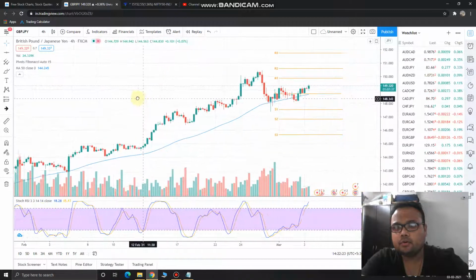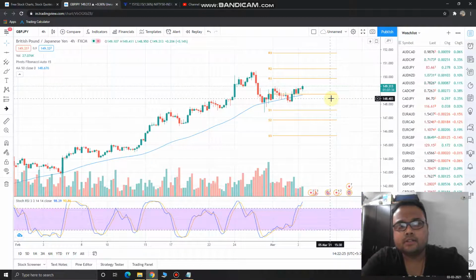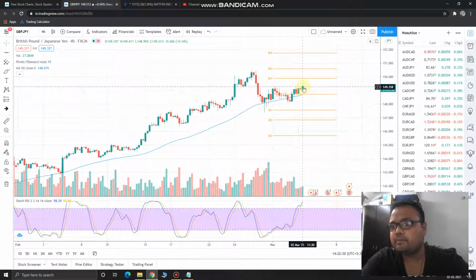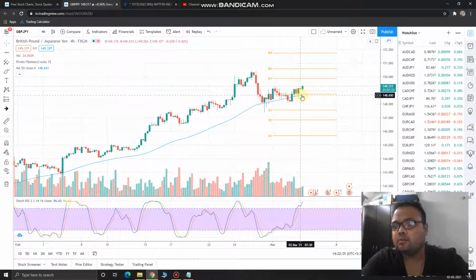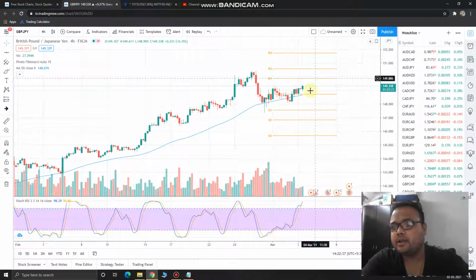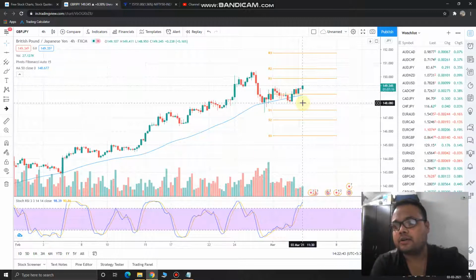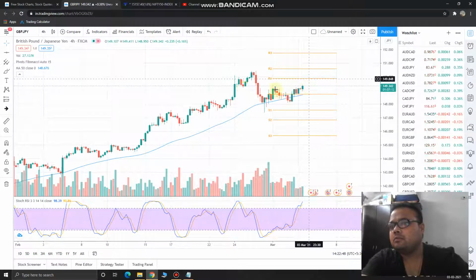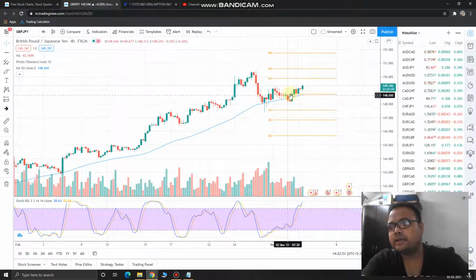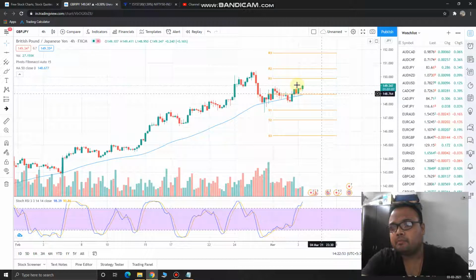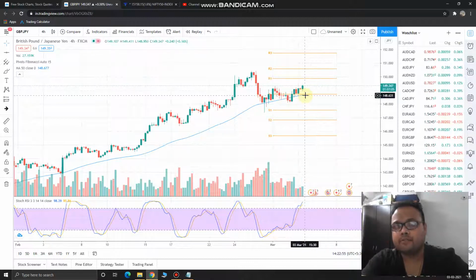So what can you do with the GBP Japanese Yen for 3rd March? Okay, if you want, then you can initiate a buy position right now. It seems good. It is respecting the 50 moving average, so you can initiate a buy position here with your stop loss below this 50 moving average or here also. It totally depends on your risk appetite. And you can be long as long as the market is above this 50 moving average.